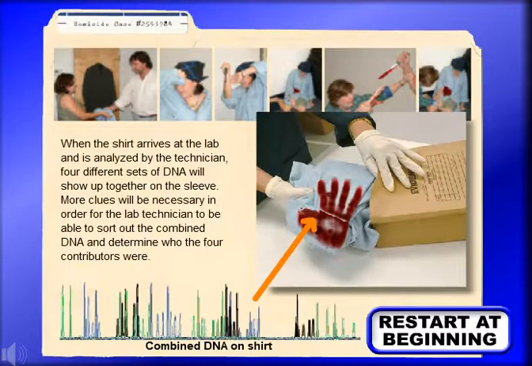When the shirt arrives at the lab and is analyzed by the technician, 4 different sets of DNA will show up together on the sleeve. More clues will be necessary in order for the lab technician to be able to sort out the combined DNA and determine who the 4 contributors were.